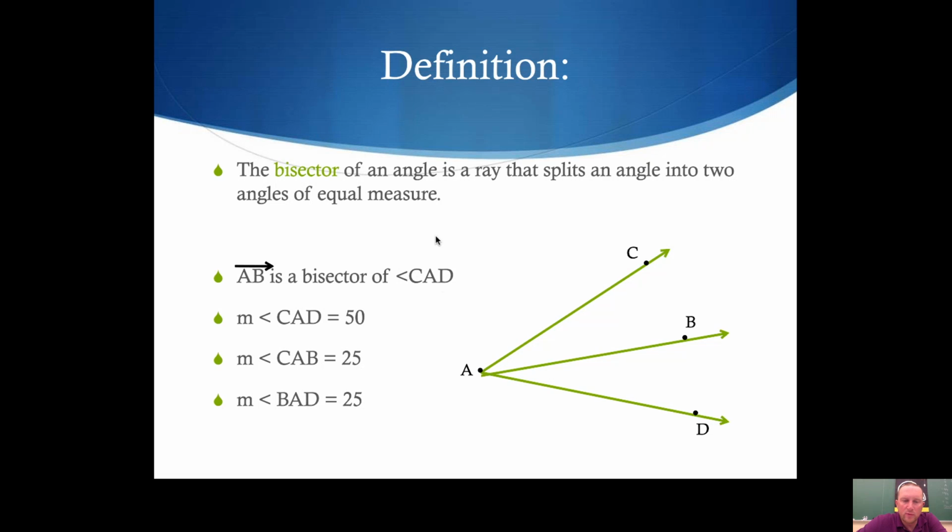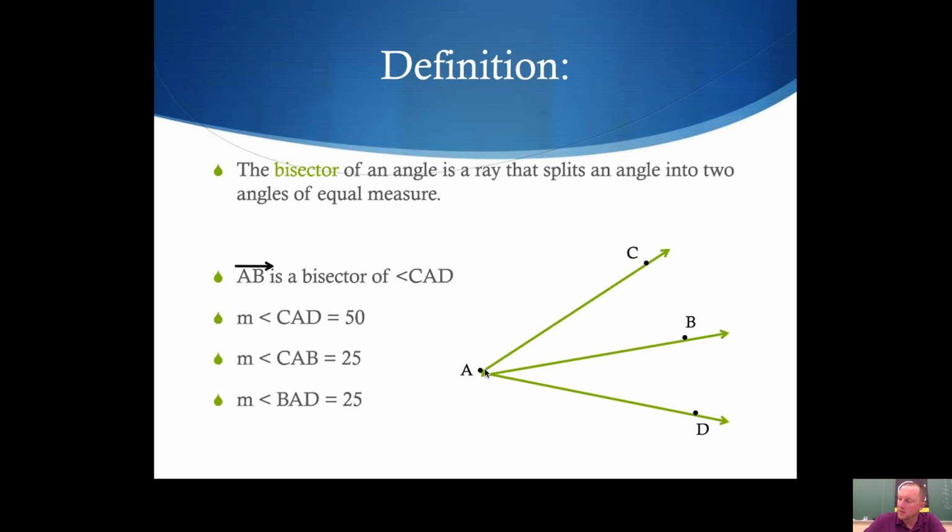This is section 3.3, the angle addition postulate. This is part 3 of our lesson. We're going to look at this definition. We've heard the word bisect before. Remember, that just means splits in half if you're talking about segments. Well, there's a bisector for angles also.